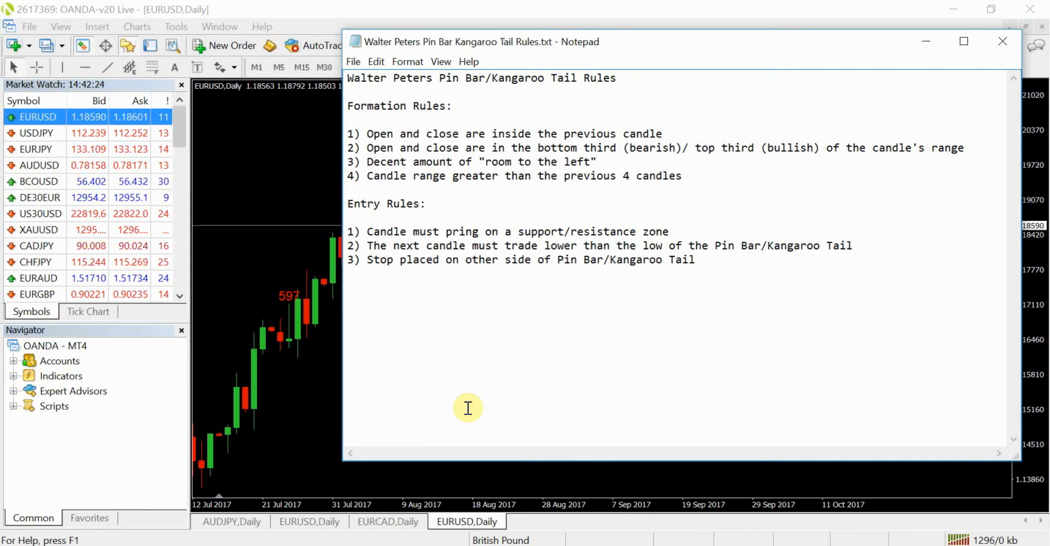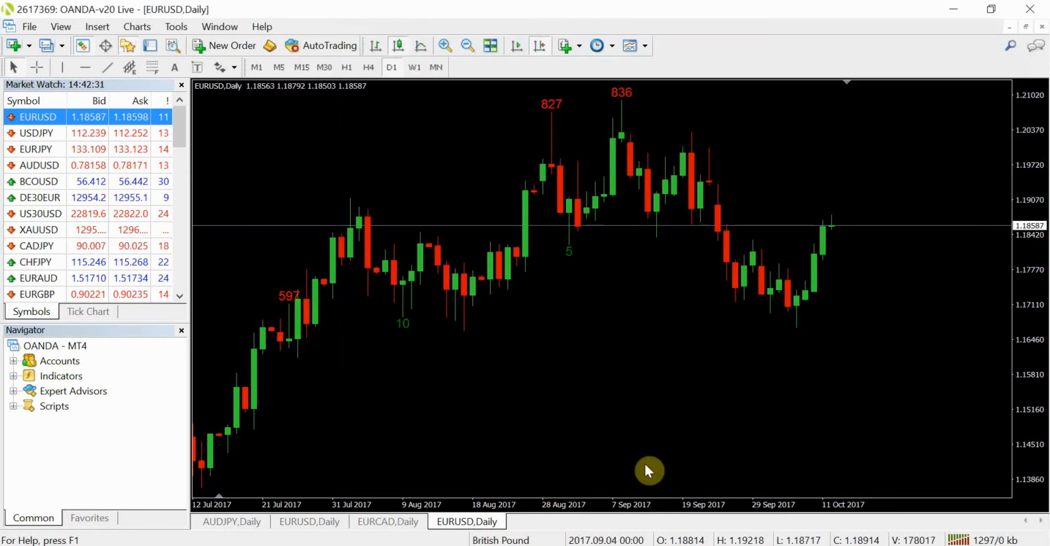The first one is that the open and close are inside the previous candle. I've got the indicator up now, and anything that has a number by it is classified as a legitimate pin bar based on the settings I have. So if we go through his rules one by one, I can show you what that means on a chart, so it makes sense.